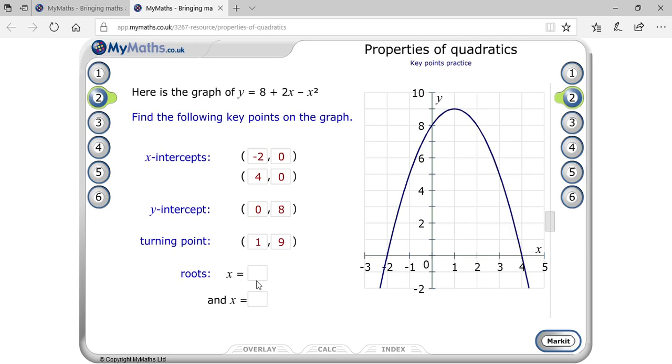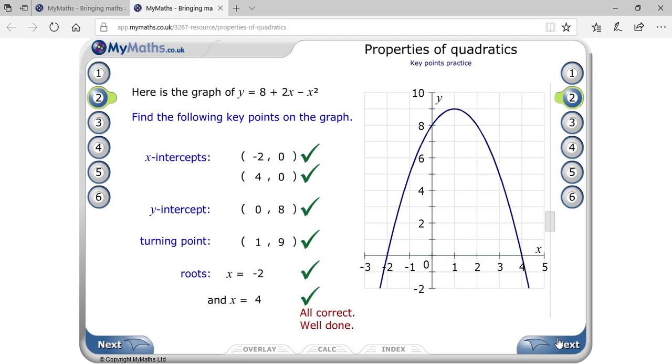And what will be its roots? Roots, I told you just before. Can you tell me the roots of this equation? Roots will be those points where the graph is cutting the x-axis, okay? Yeah, you can see that roots will be minus 2 comma 0 and 4 comma 0. And then when you mark it, yes. Fantastic. Understand? Yes, sir. Great.